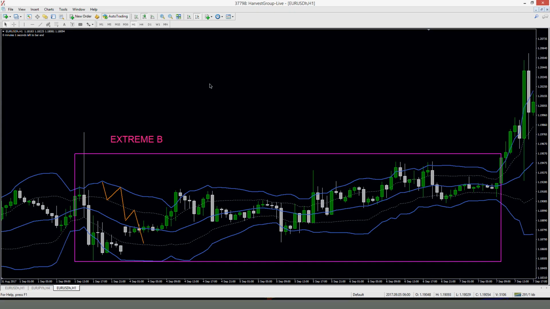So that's the function of the Bollinger Band, sideways and momentum Bollinger Band. Does anybody have any questions on that?